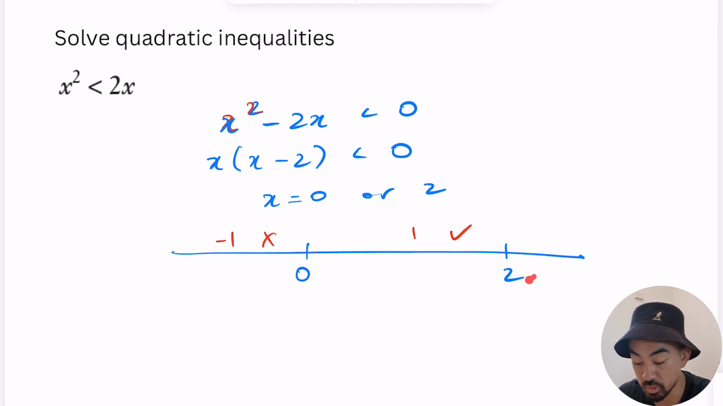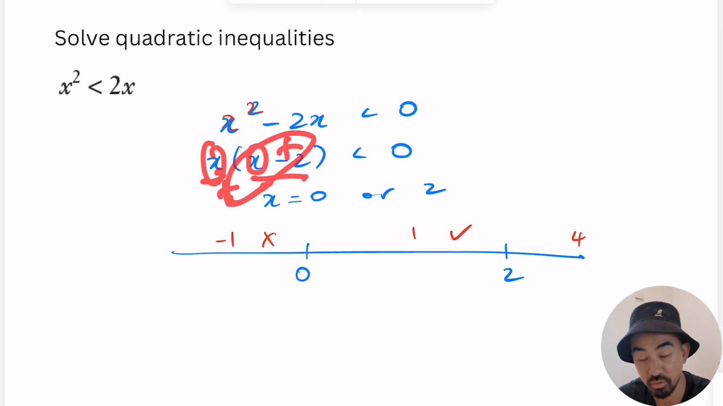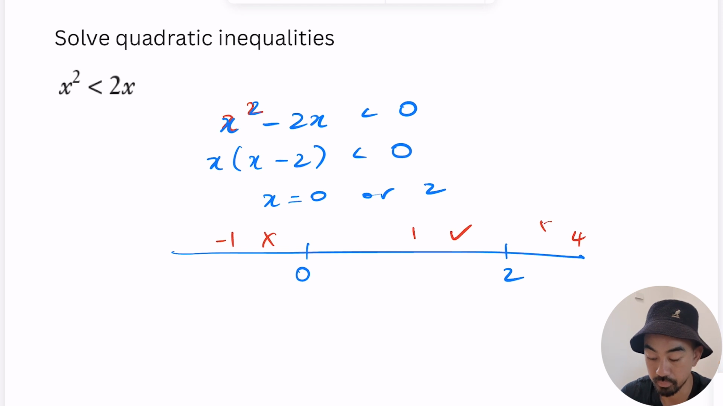Now let's test this region, anything greater than 2. So let's say, once again, I don't know, what about 4? If I put in 4 in that position, it's going to be positive. 4 in this position, 4 minus 2 is also positive. So a positive and a positive will make a positive overall, which is not less than 0. So it can't be in here. So my region is only between 0 and 2.